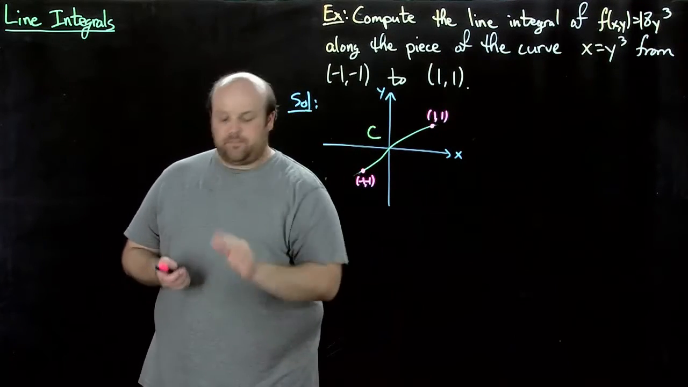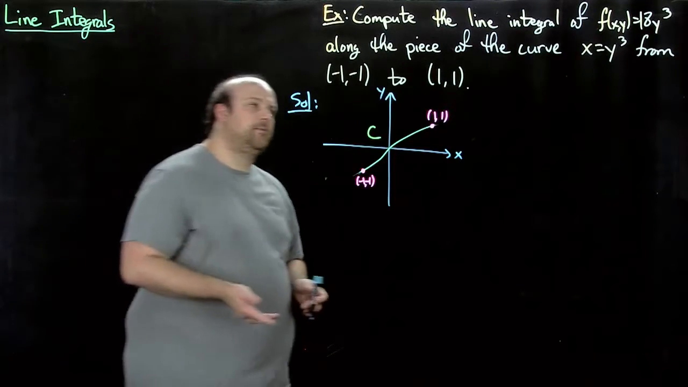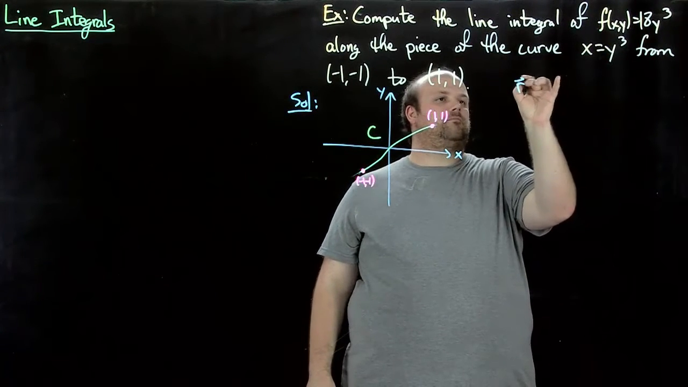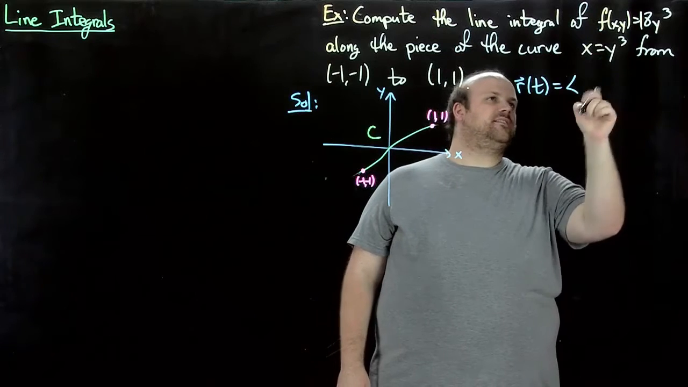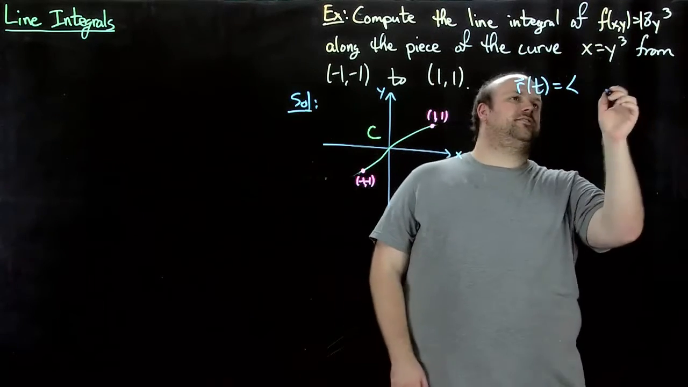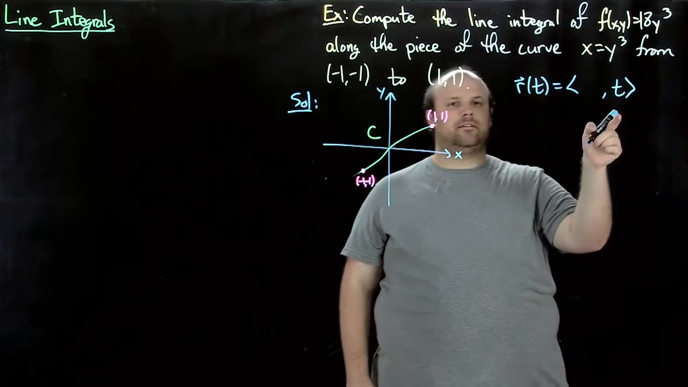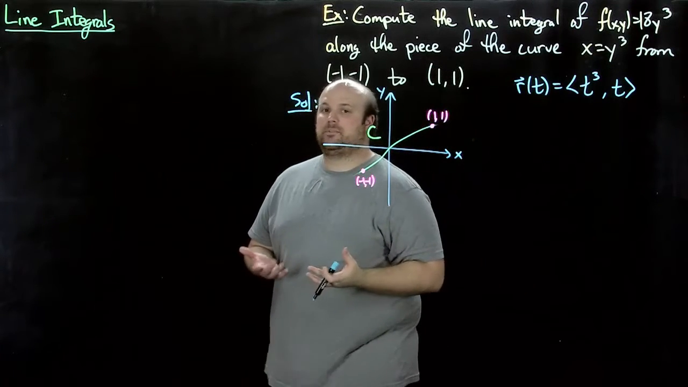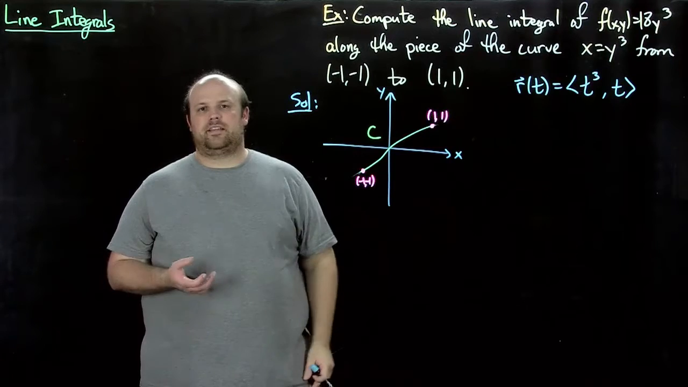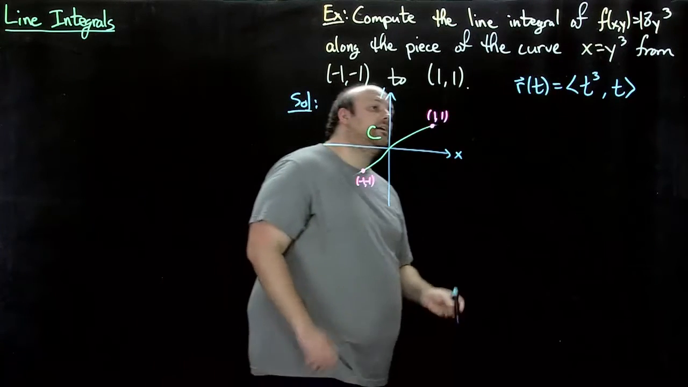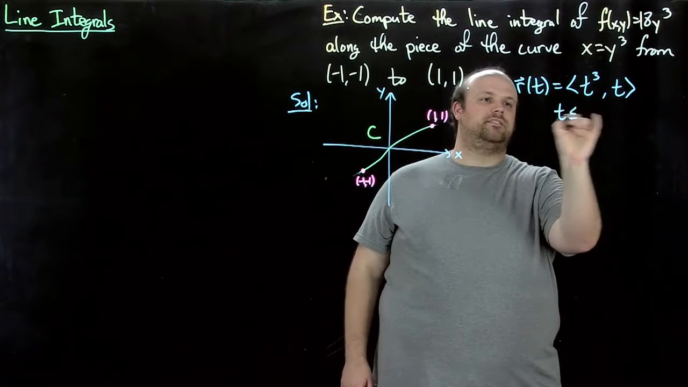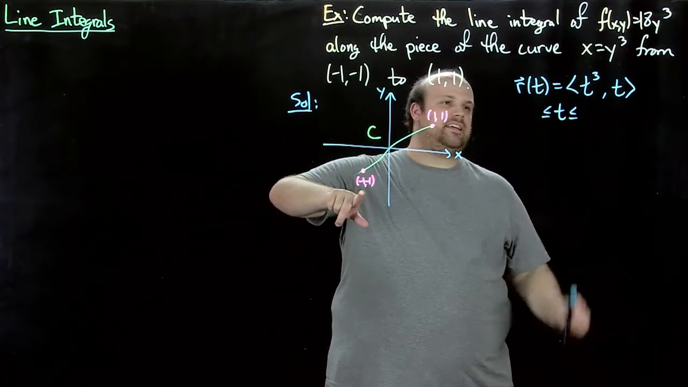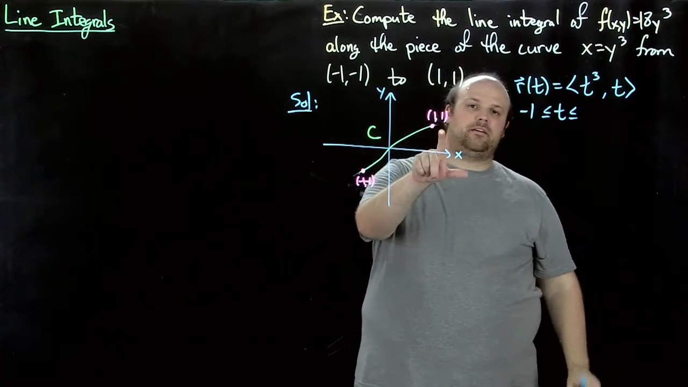All right, so what we need to do first is come up with a parametrization of this. Well, we actually have pretty conveniently one already here. Since x is given in terms of y, we can just say y is going to be t, and then that tells us x has to be t cubed. So whenever we have equations where one variable is solved for in terms of the other, it's pretty simple to find the curve. And then we have to decide on the domain. If we want to end up down here, t has to be negative 1. And if we want to end up here, t has to be 1.